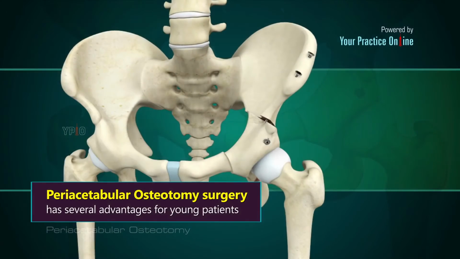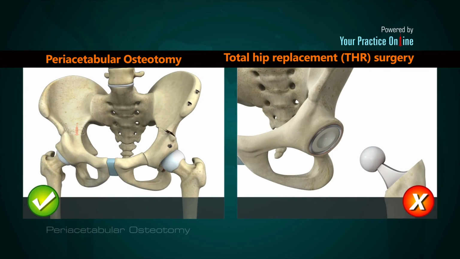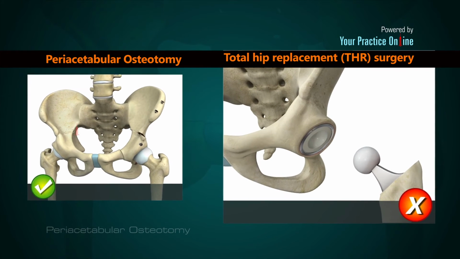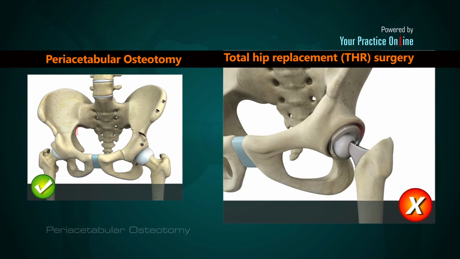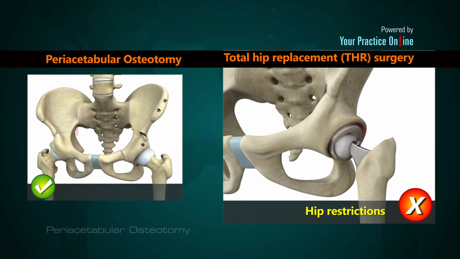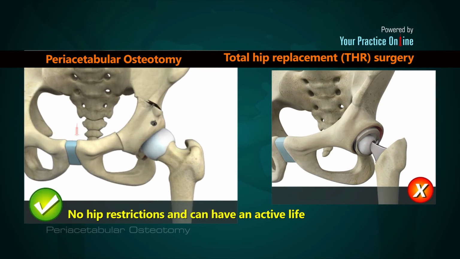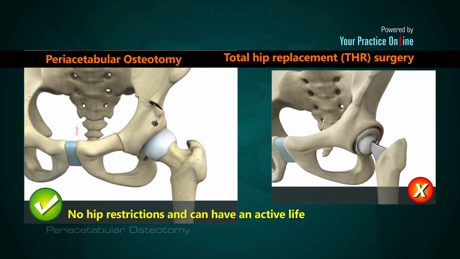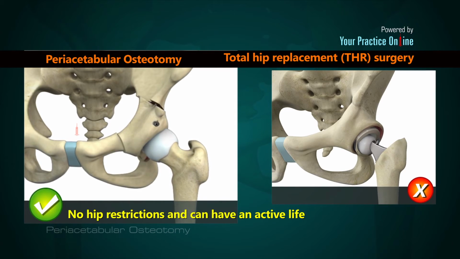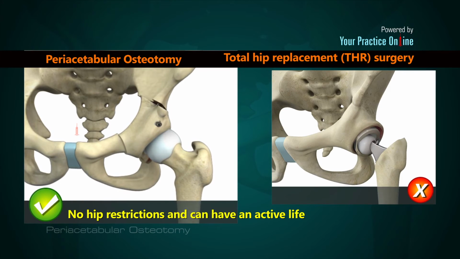Periacetabular osteotomy surgery has several advantages for young patients with dysplastic hip over a total hip replacement, THR surgery. Patients who undergo total hip replacement have hip restrictions to follow to avoid dislocation of the artificial joint. Patients who undergo periacetabular osteotomy have no such restrictions and can have an active life as much as their joint allows without fear of dislocation.